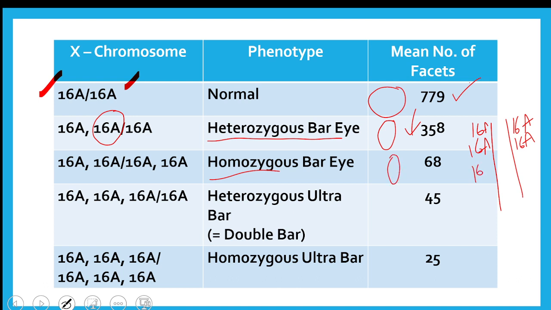And if another is added here due to duplication, we call this heterozygous ultra bar or double bar eye, and the number of facets still decreases to 45. If another one is added to this one, that means it is homozygous ultra bar, double bar eye, and it still becomes very much oblong in shape and the number of facets decreases to 25.